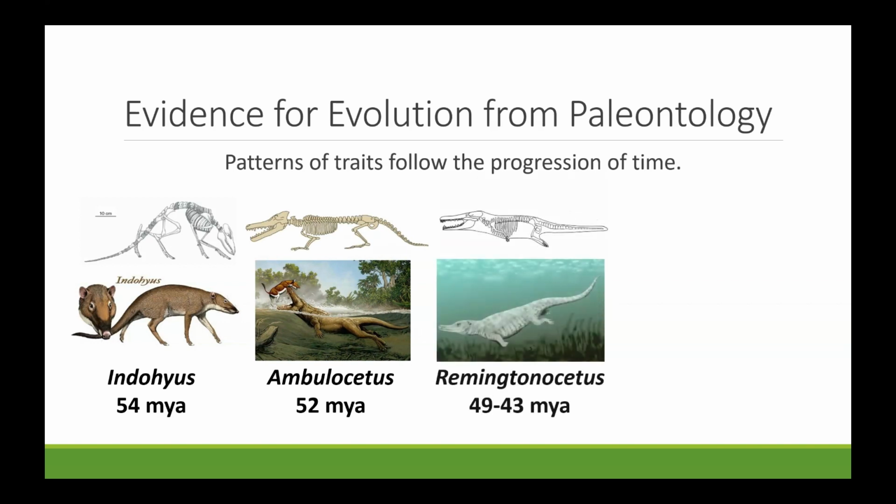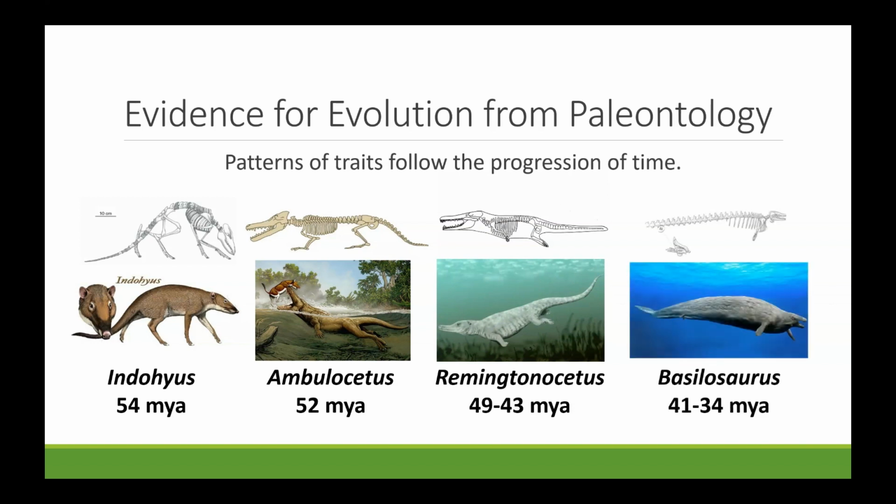Fossils of another species called Remingtonocetus, which means Remington's whale, had been found also in Pakistan and India, dating between 49 and 43 million years ago. So that's even more recent than Ambulocetus. And Remingtonocetus was missing an important inner ear structure that mammals use to maintain their balance on land. And they also had adaptations in their pelvis and hind legs that would have allowed for efficient swimming. So more evidence that we're moving in an aquatic direction.